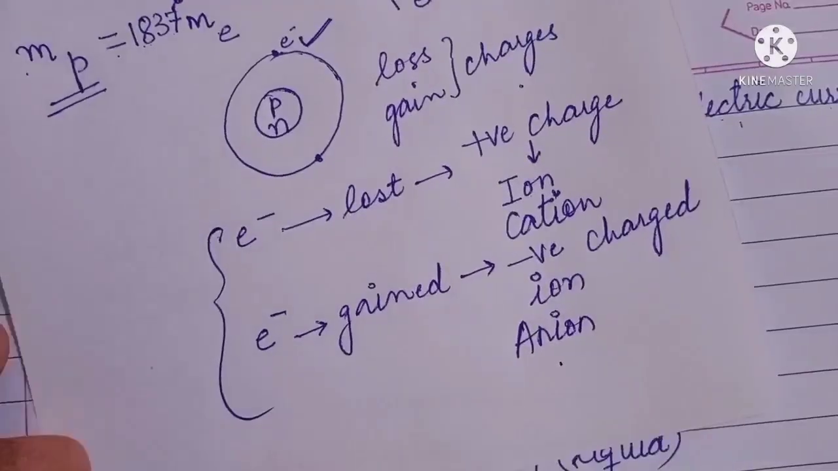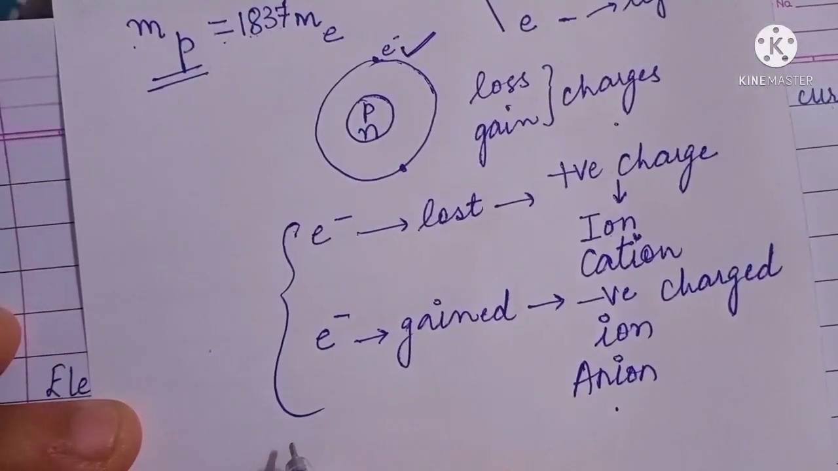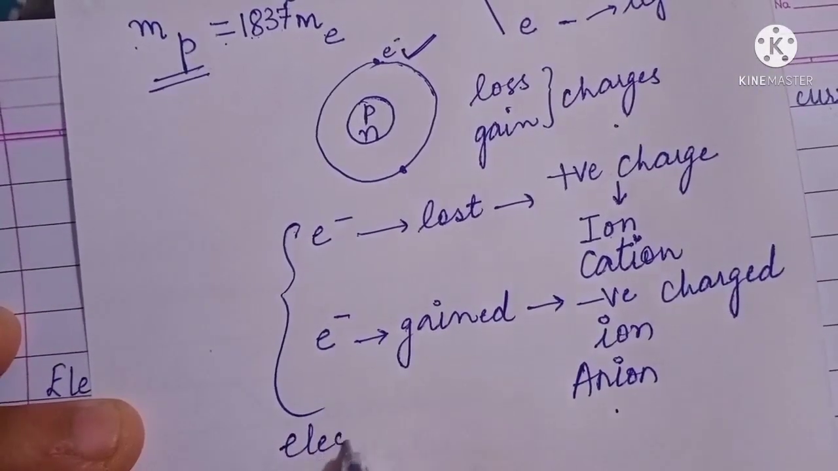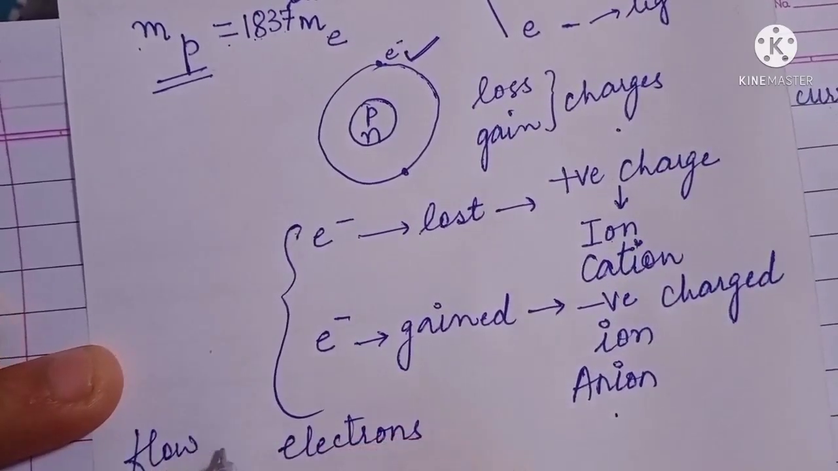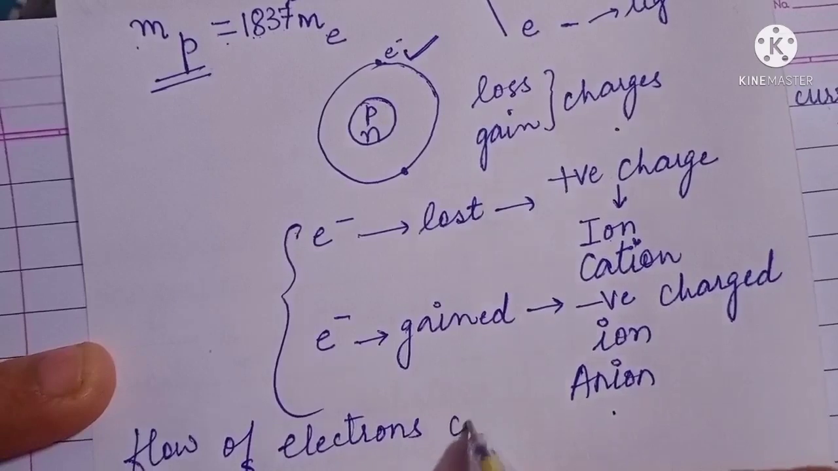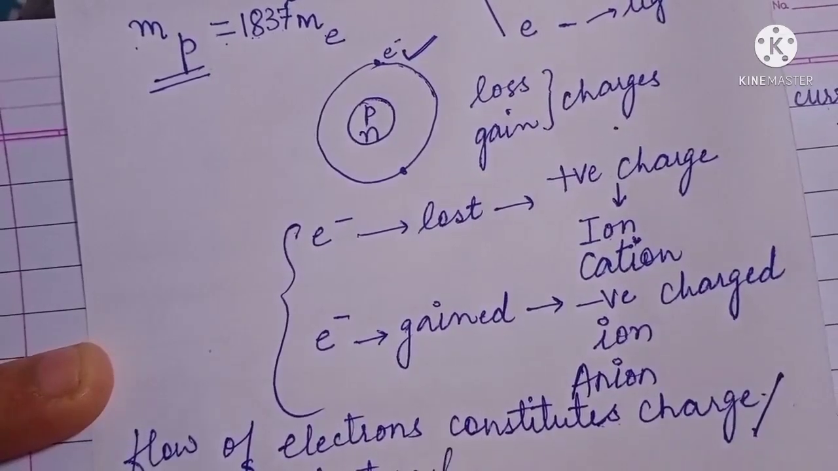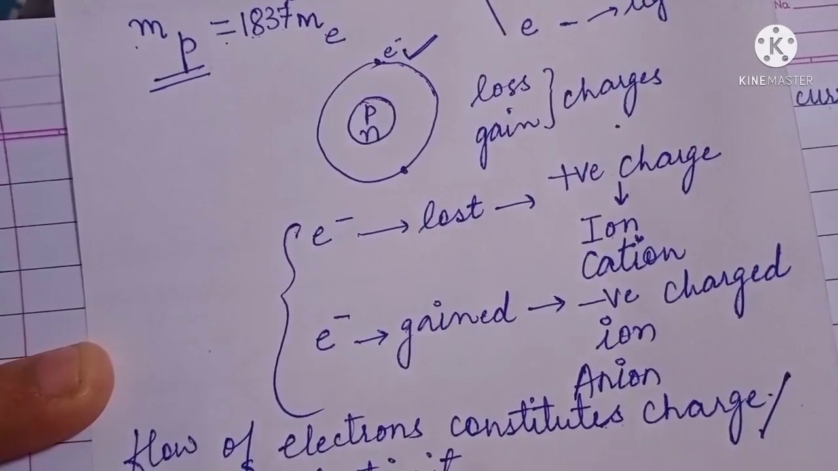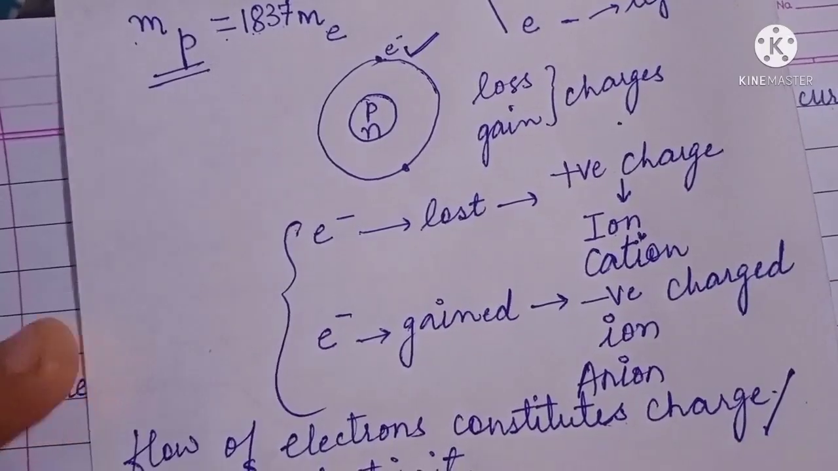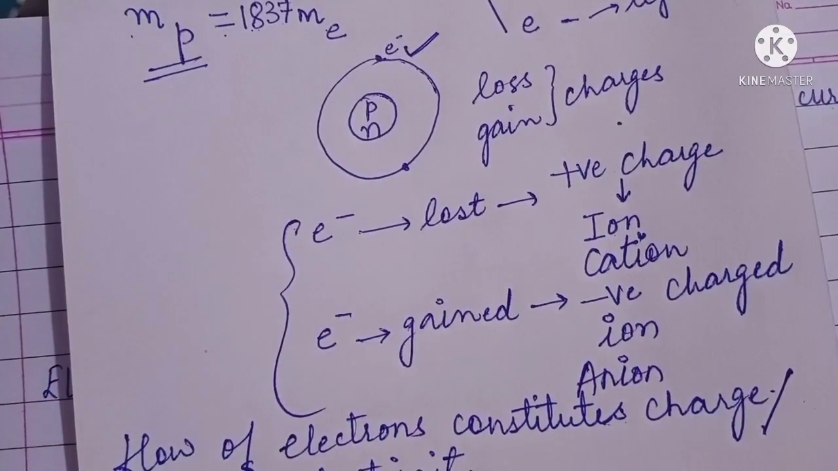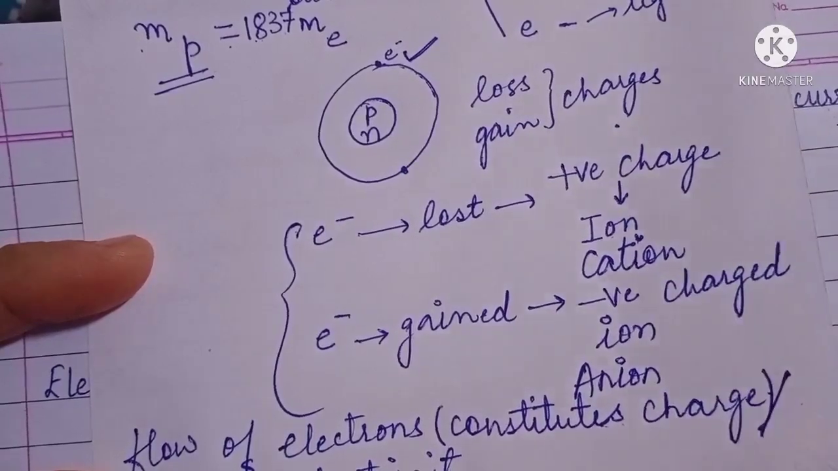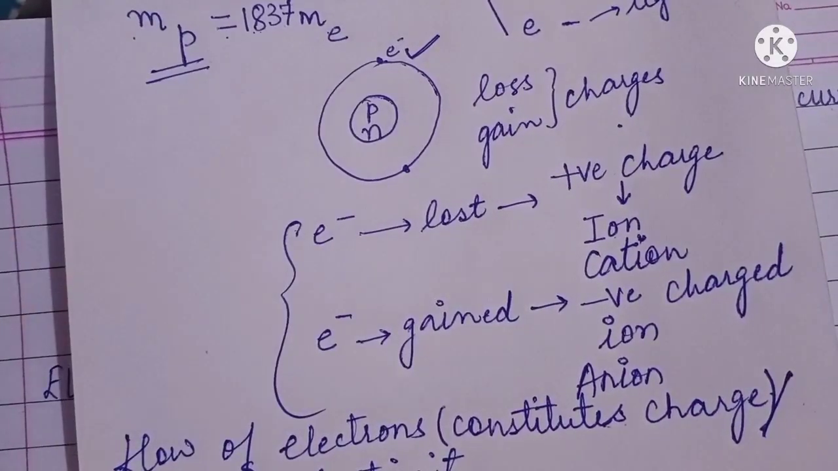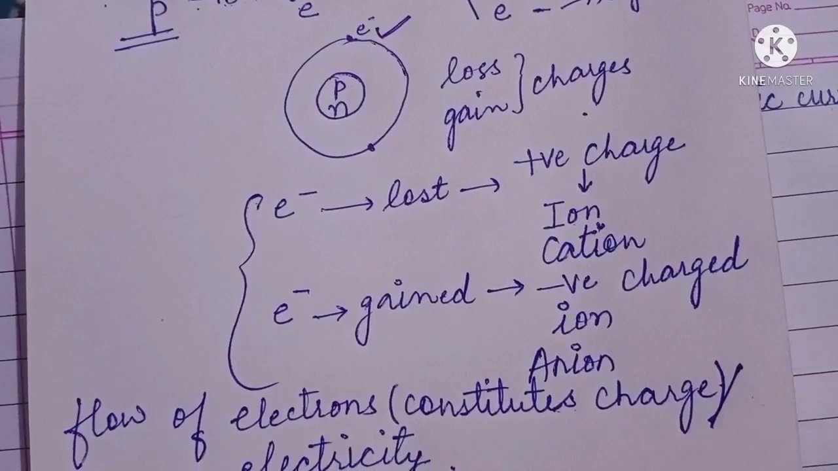So the charge which flows is because of the lighter particles, that is electrons. So the flow of electrons constitutes the flow of the charge, means flow of electrons. The flow of electrons is electricity, or when we say charge is flowing, then automatically we have to consider that it is the electron which is flowing.